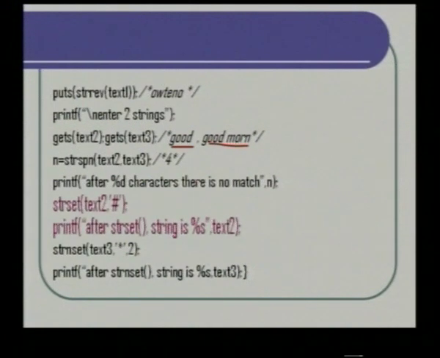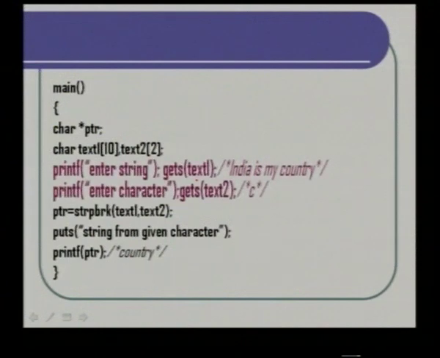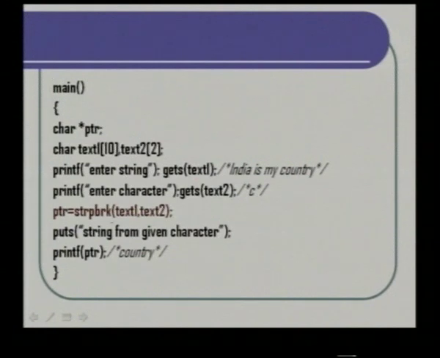Then string set is to set the string with hash symbol, set the string with star symbol up to 2 characters. And here you have the strpbrk function which is to print only from one particular character. So, here in this function strpbrk text 1 text 2 and I am giving the character from which point I have to print it, printf ptr, the character I am entering here is C, gets of text 2, text 2 is C which is a character, text 1 is the string. So, from C it prints country and here if you see it has to return the value to a pointer variable. So, a pointer has to come as the collecting variable.